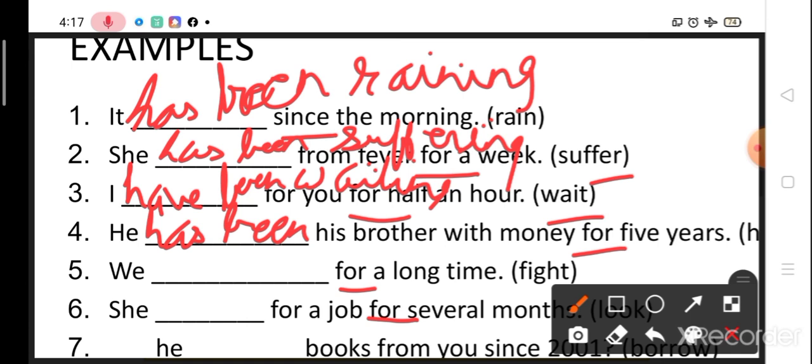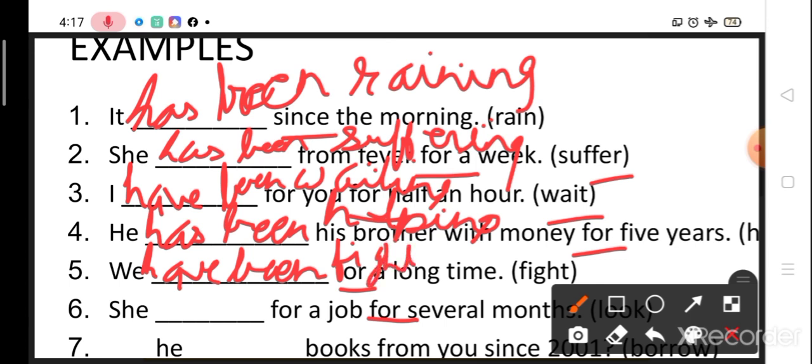We are supposed to write the correct form of the verb help. So it will be he has been helping his brother with money for 5 years. We have been. We have been fighting. We have been fighting for a long time.